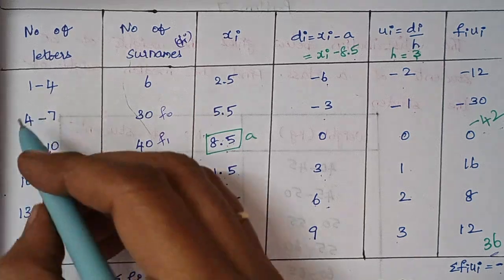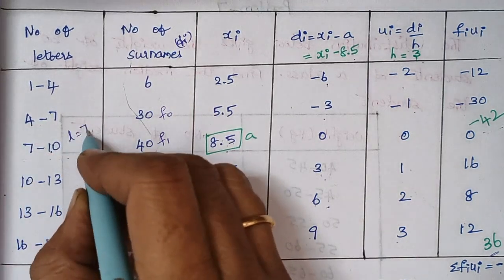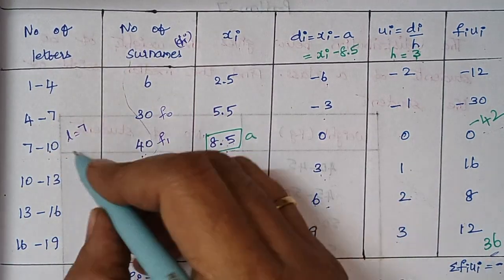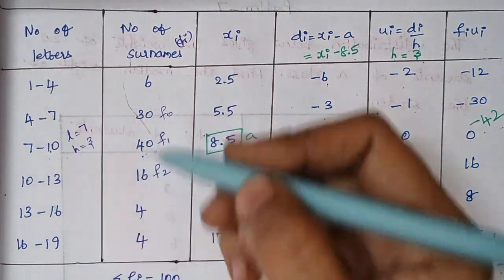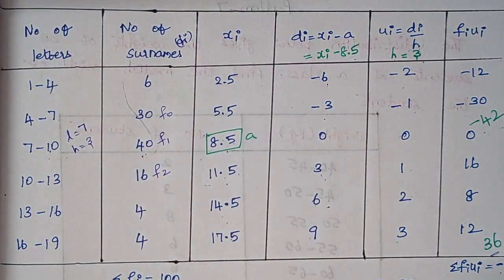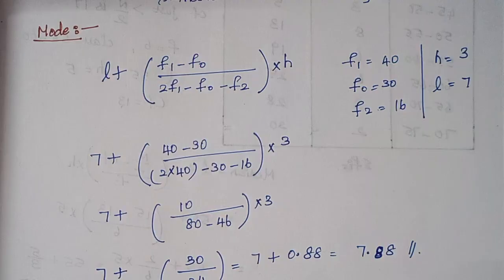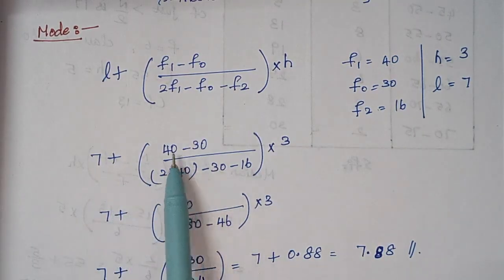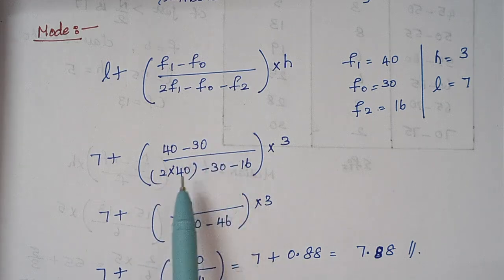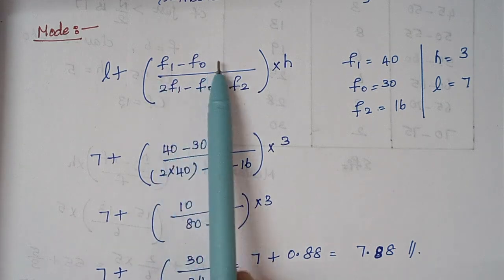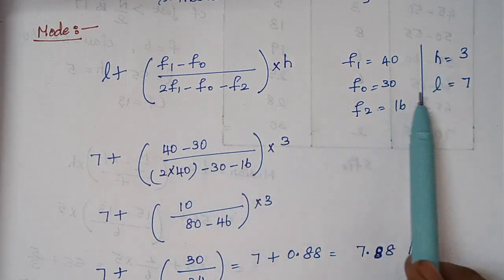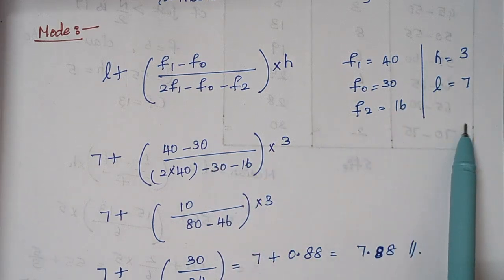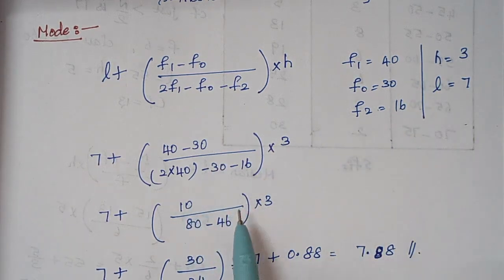So here in this case, what is the value of L? The value of L is 7. And what about the H? Again, the value of H is 3. Okay, 10 minus 7 gives you 3. So here substitute the values. 7 plus 40 minus 30 divided by, that is F1 is 40 and F0 is 30. Everything just list it down. And now you can directly substitute it in the formula.